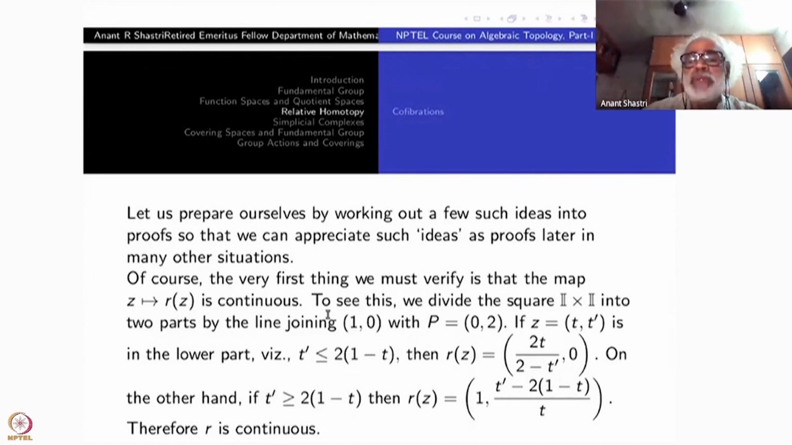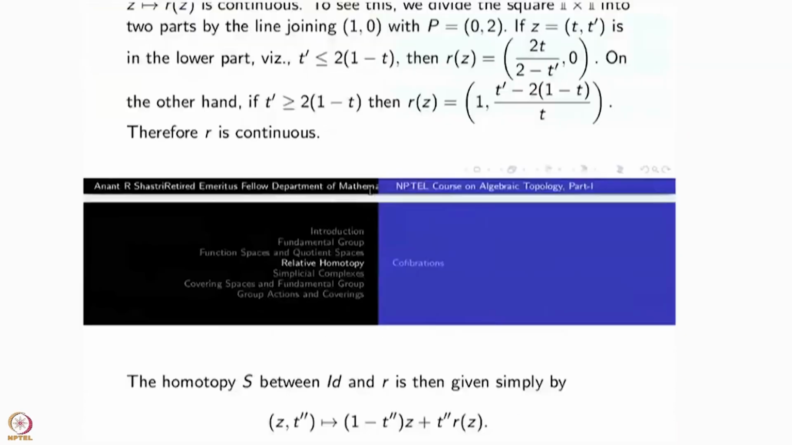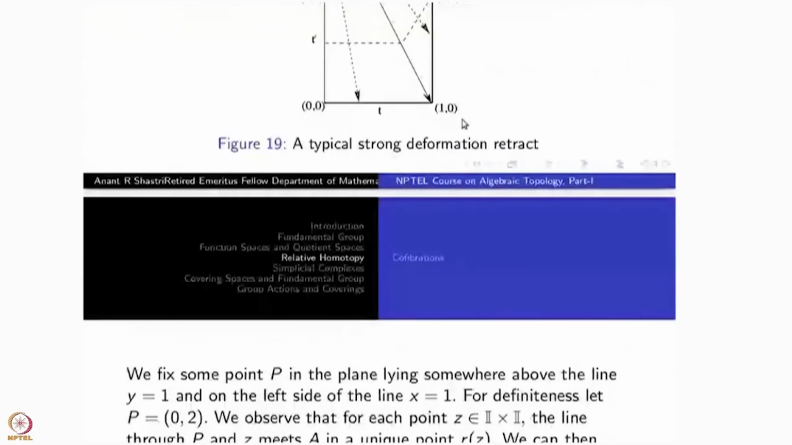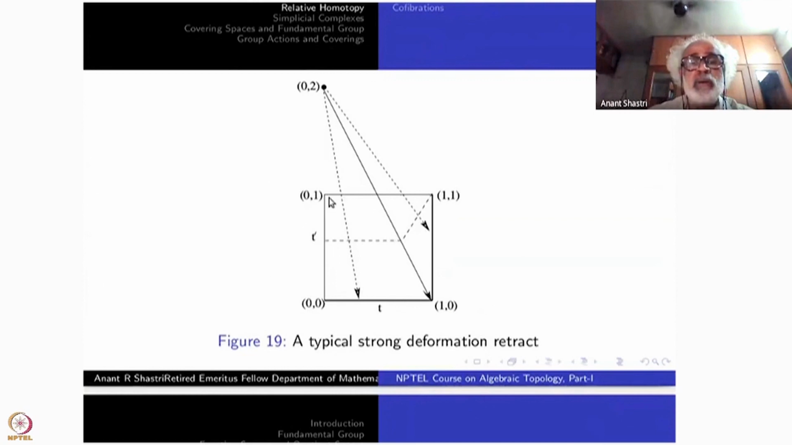Of course, the very first thing to verify is that the map z going to rz is continuous. To see this, we divide the square I cross I into two parts by the line joining (1,0) to (0,2). That's what I told you, right? Where is it? (1,0) to this (0,2). So this is one quadrilateral, that's a triangle. So it's divided into two parts like that.